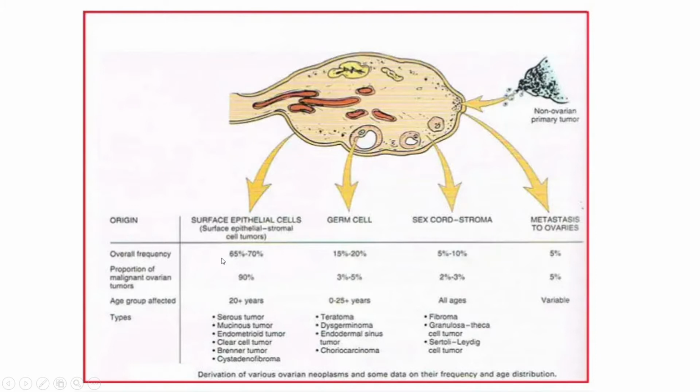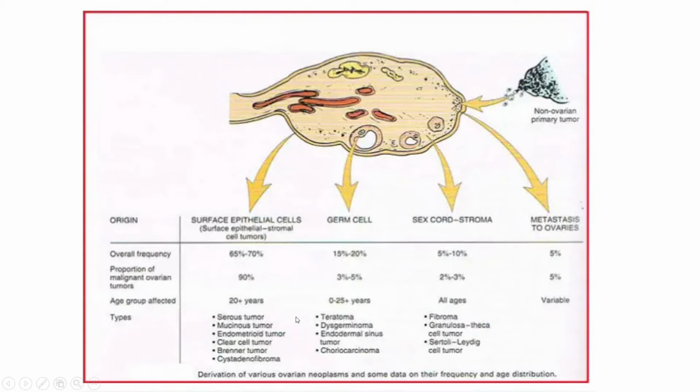Next is the age group affected. Surface epithelial carcinoma mainly affects ages 20 plus, and germ cell tumors are mostly seen from 0 to 25 plus years. It means people who are more than 25 years old are more prone to germ cell carcinoma. The next one is sex cord stroma. There is no significance regarding age in the sex cord stroma; it is found in all ages, and metastasis to the ovary is variable. It means it can occur at any stage of life.